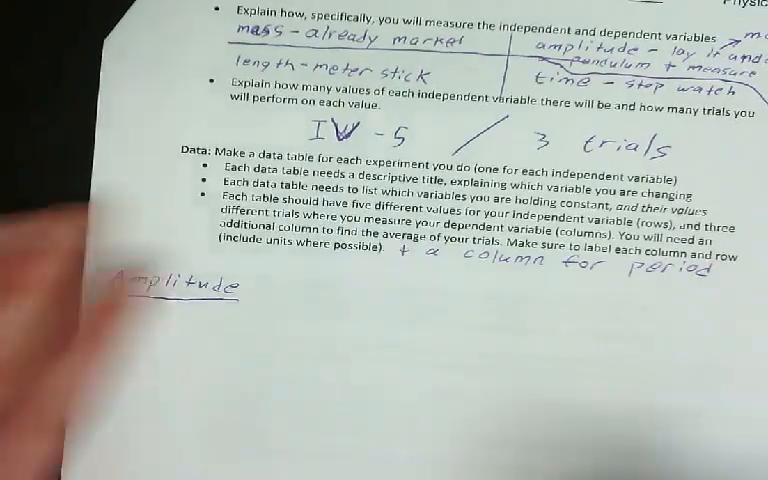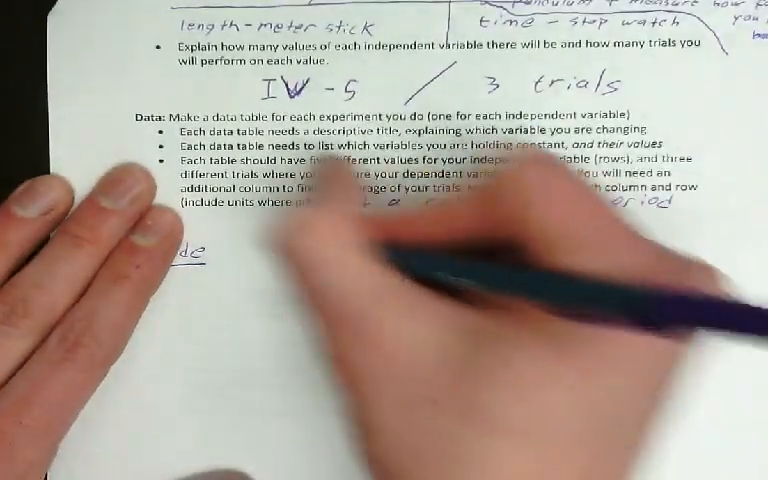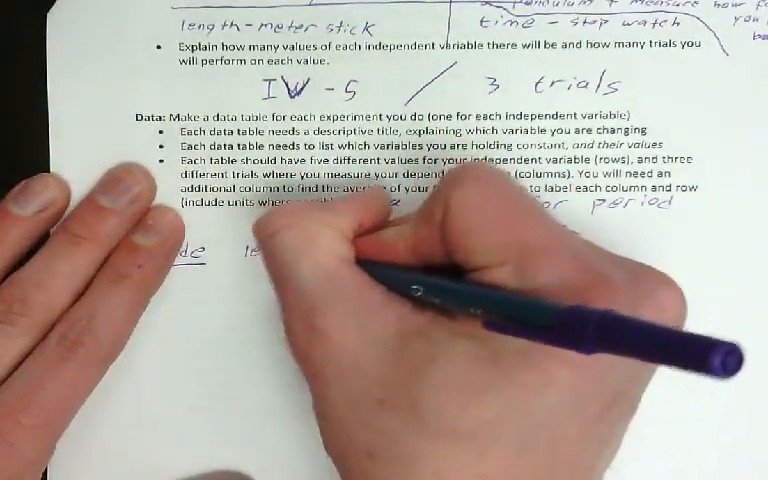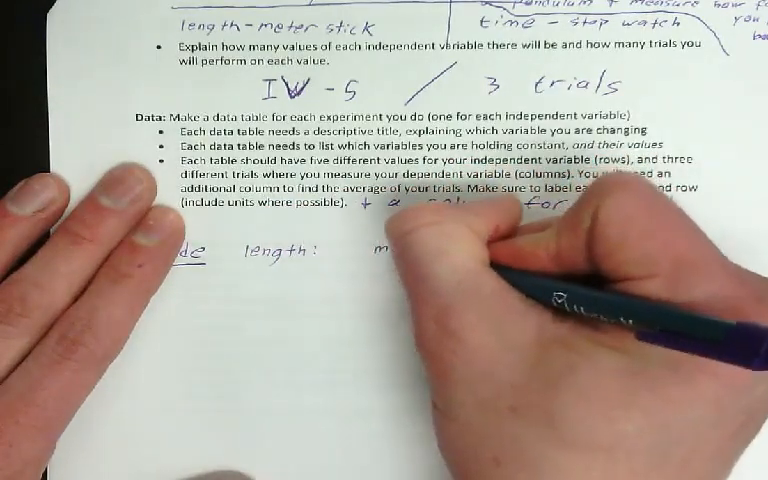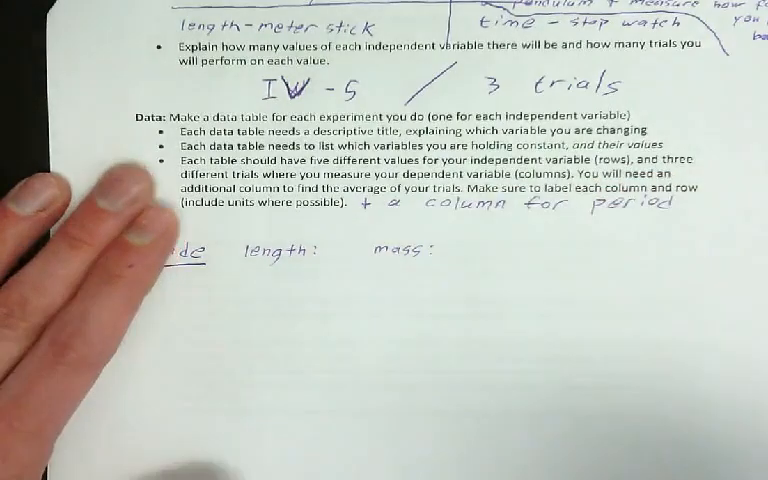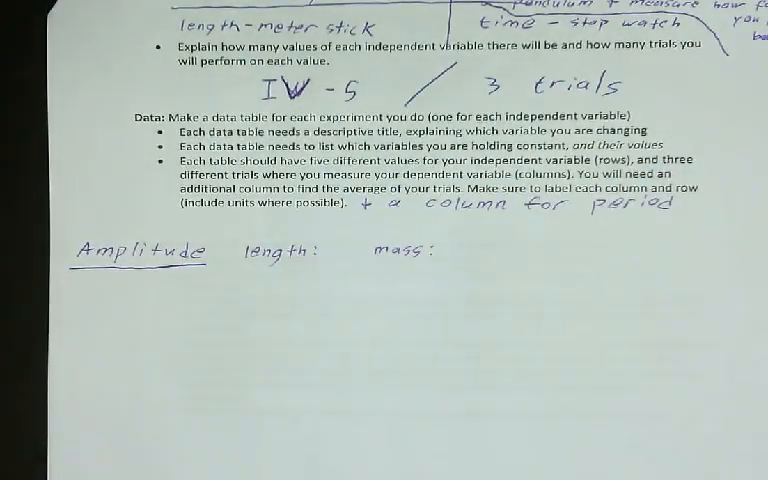Then you need to list the things that are constant. So you're going to keep the length constant, and you're going to keep the mass constant. So you're going to write down what those values are. Okay? I'm going to go ahead and measure mine real fast. Don't write these numbers down. These are the numbers for this one, not the ones that you're doing.